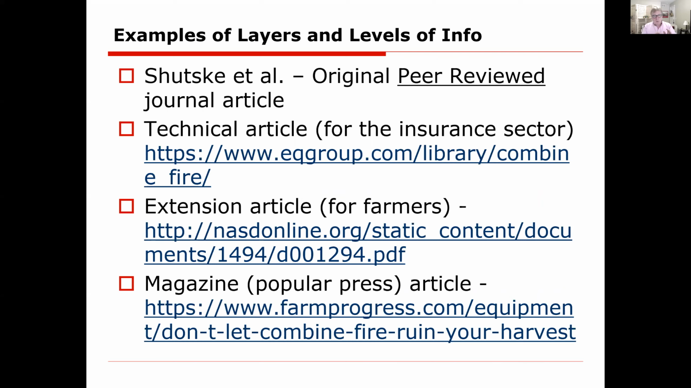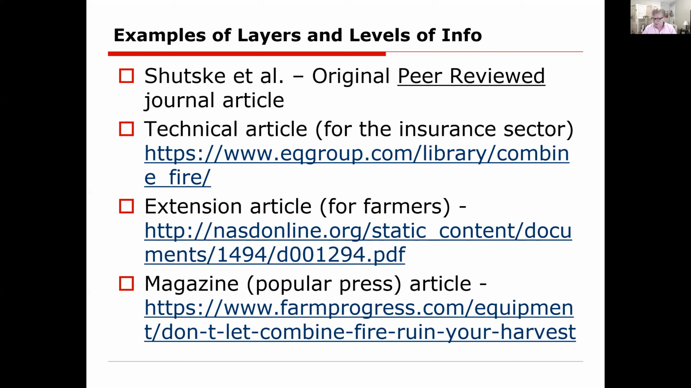In BSE 508, we really would like for you to look for those peer-reviewed journal articles, but there are also other categories. I'm not going to go through each one of these. These are clickable links. So after I wrote that peer-reviewed article, it got published in a technical article by the insurance industry. There's something called extension. Extension is for farmers. We extend the knowledge of the university. So we typically will rewrite these technical articles and make that information really useful for farmers and for end users.